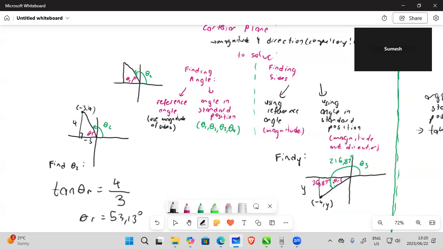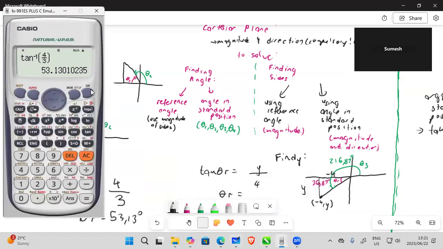So if I use the reference angle, what relates the opposite side to the adjacent side? It's the tan. So I'll say tan of theta reference is equal to opposite y over, now I can't say minus 4, right? Because if I'm using the reference angle, what did we use? The magnitude of the sides. So we have to use the magnitude of the sides. Can you see that?